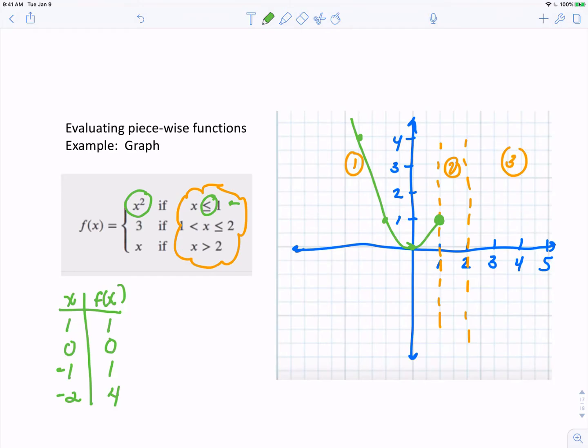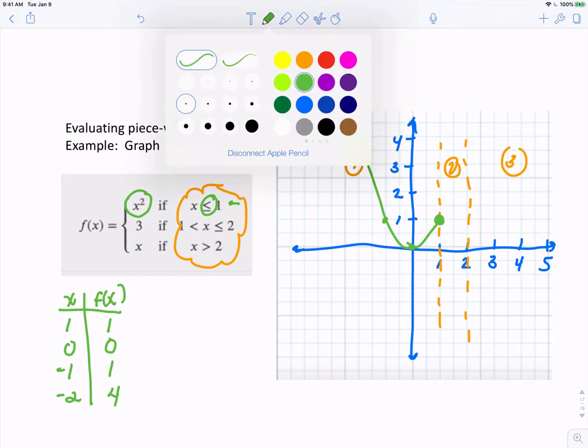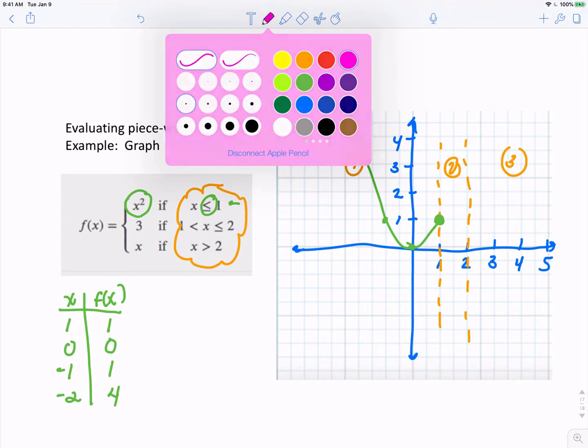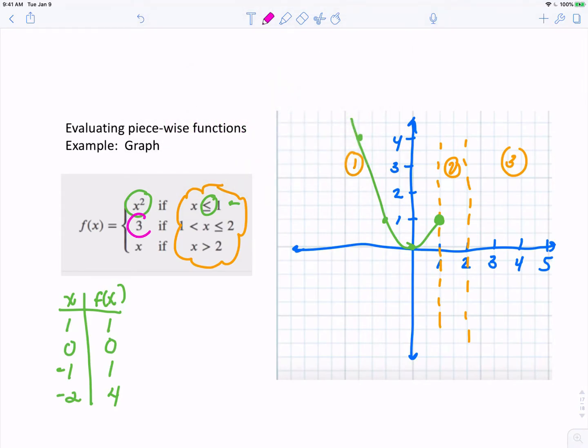Now let's take a look at our second region. In our second region, it just says f of x is equal to 3. Now our second region is only between 1 and 2. So for example, at 2, the value is 3. At 1.5, the value is 3. At 1.1, the value is 3. It's constantly 3. So for example, it would be this horizontal line here.